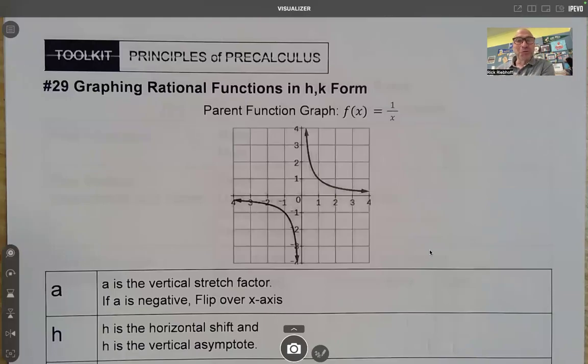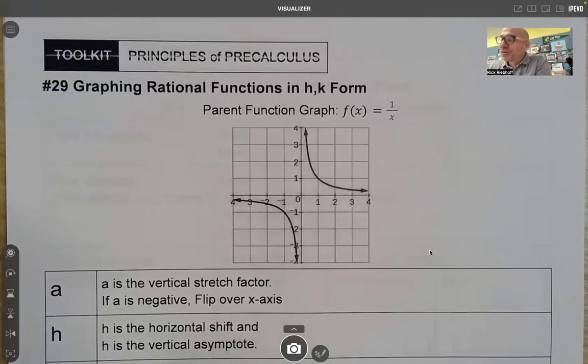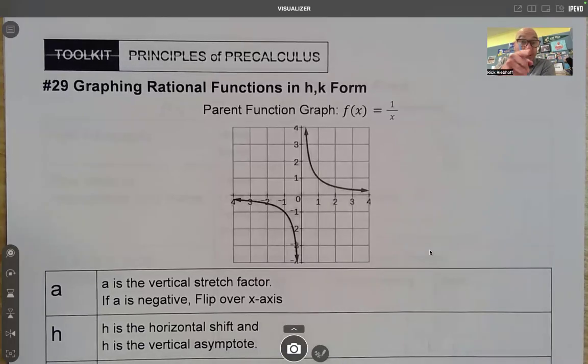All right, people, here we go. Toolkit number 29. I'm cranking through these, and you are too. Good job. All right, here we go.